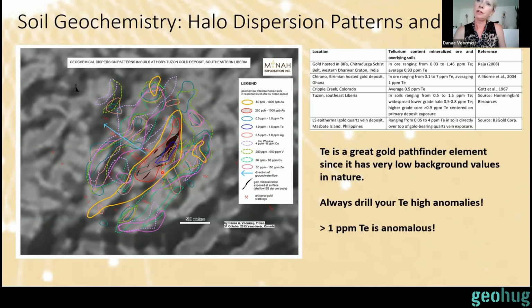So they've moved out of the deposit in the regolith and then reprecipitated out on the edge. Again, tellurium, this shows a number of examples of tellurium found in soil overlying famous deposits, and always drill your tellurium high. You could actually just go and drill your tellurium high right away, because there's so little tellurium in the background rocks that if you get tellurium in your geochemistry, it's usually a really good sign, especially if that's what you're targeting in something like orogenic gold.